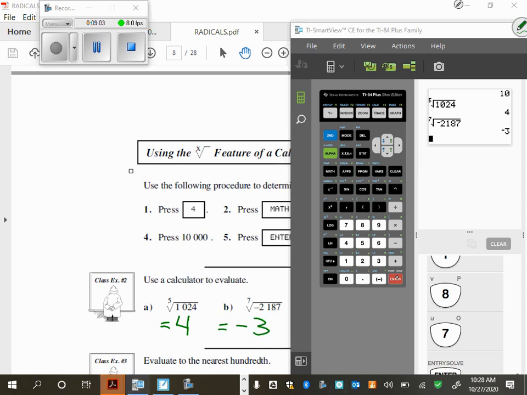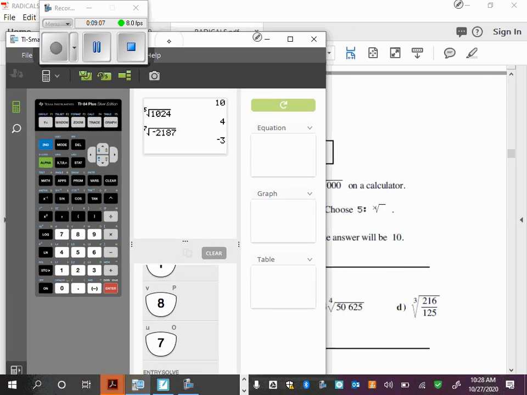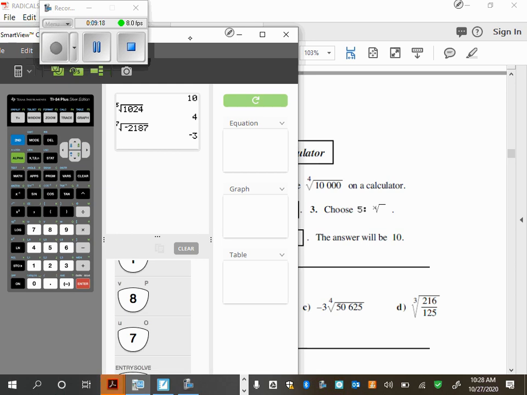Okay, let's do C together. C is negative 3 times the fourth root. So, first thing you have to do is press negative 3. Okay, so negative 3. There we go. Don't hold the marker. Negative 3. And now you need fourth root.